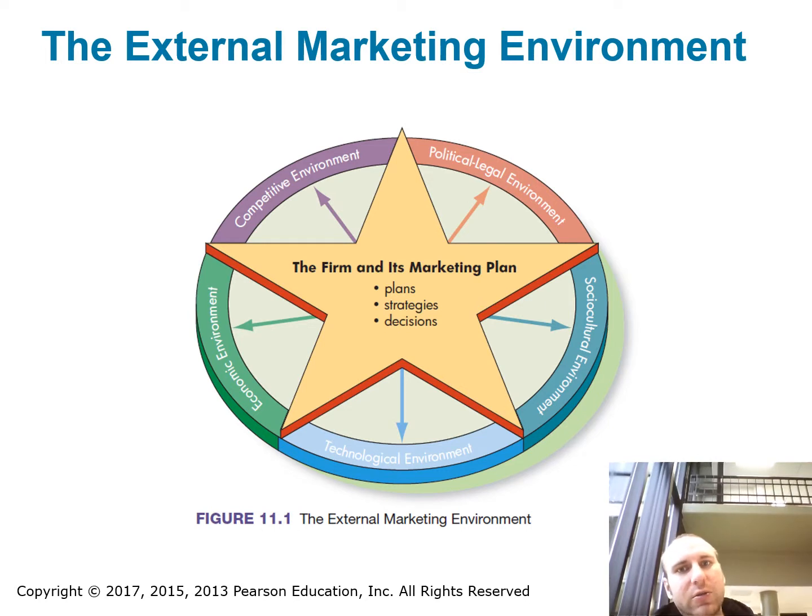Next is the external marketing environment. So you can see that it starts at the top left with the competitive environment, the political and legal environment, socio-cultural environment, technological environment, and the economic environment. So the firm and its marketing plan has different plans, strategies, and makes decisions based on these different factors.